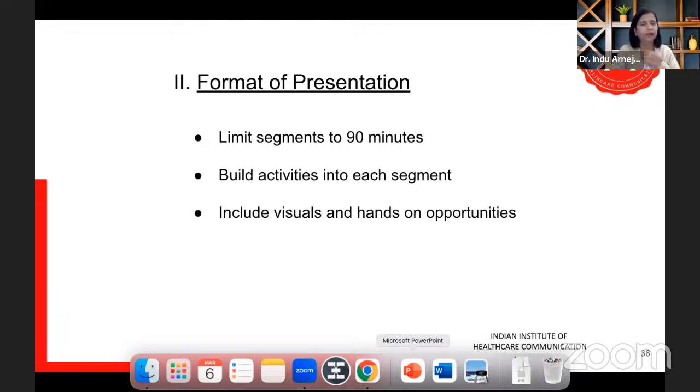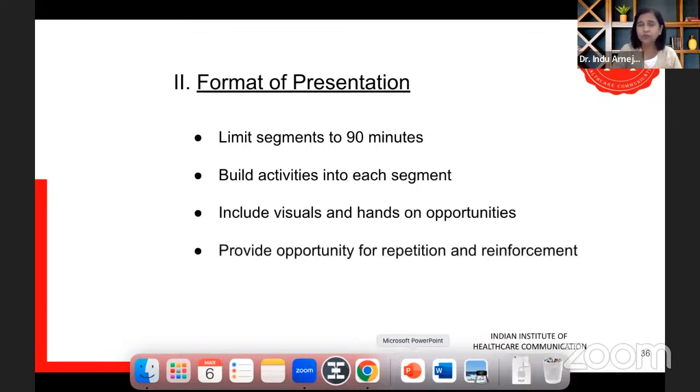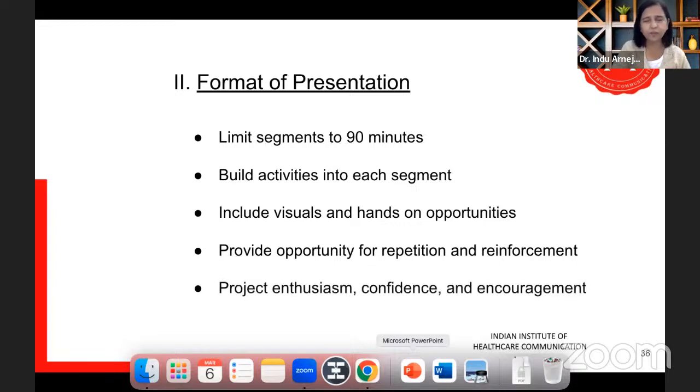Again, make sure that you use visuals and hands-on opportunities to engage them and provide opportunities for repetition and reinforcement. So for the presentation, even if it is a PPT that you need to use, and definitely there will be a time when you need to use PPT, make sure that it has hands-on opportunities simultaneously. And then project enthusiasm, confidence, and encouragement.